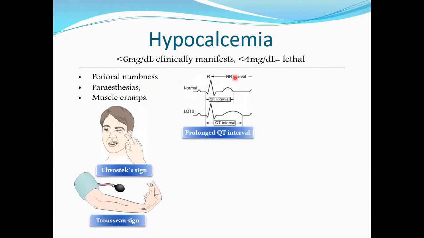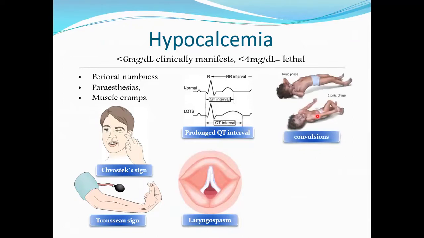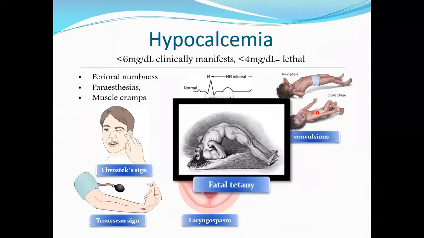So here you can see, this is the normal ECG. Look at the QT interval there and look at the QT interval in hypocalcemia. It's been prolonged, right? Then there can be laryngospasm. Okay. Then here you can see that I said hypoparathyroidism or hypocalcemia results in convulsions. That is the generalized tonic-clonic phase of convulsions you can see.